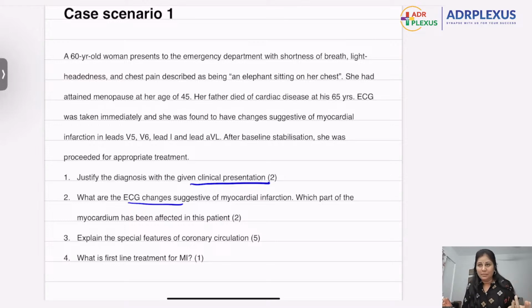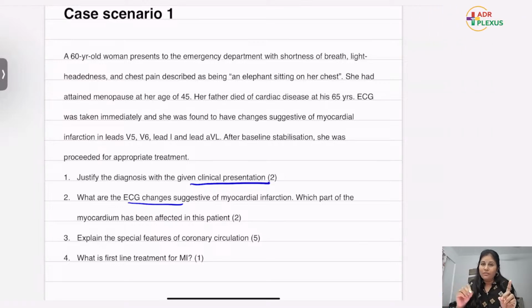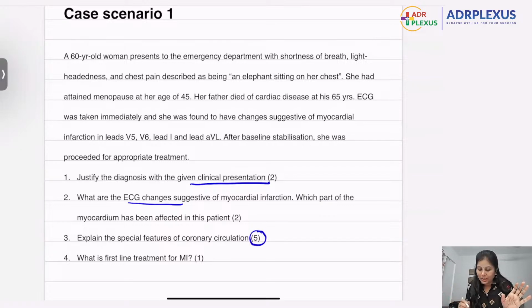What is the treatment? In the treatment, you need not go in depth. It's just 1 mark. Students, please note the marks given for each question and you have to answer appropriately. The last question carries only 1 mark. That means if you just outline or give an overview of the treatment, that's it. Consider this the maximum mark containing question.